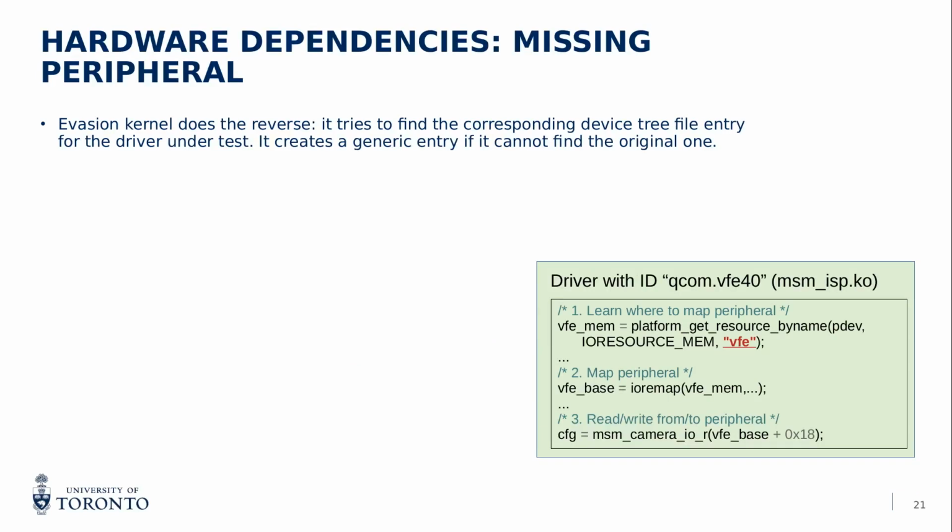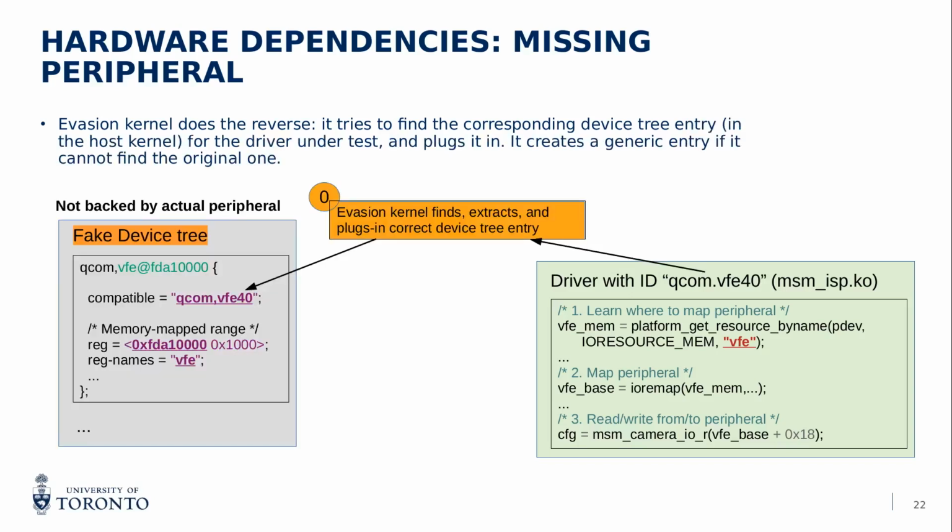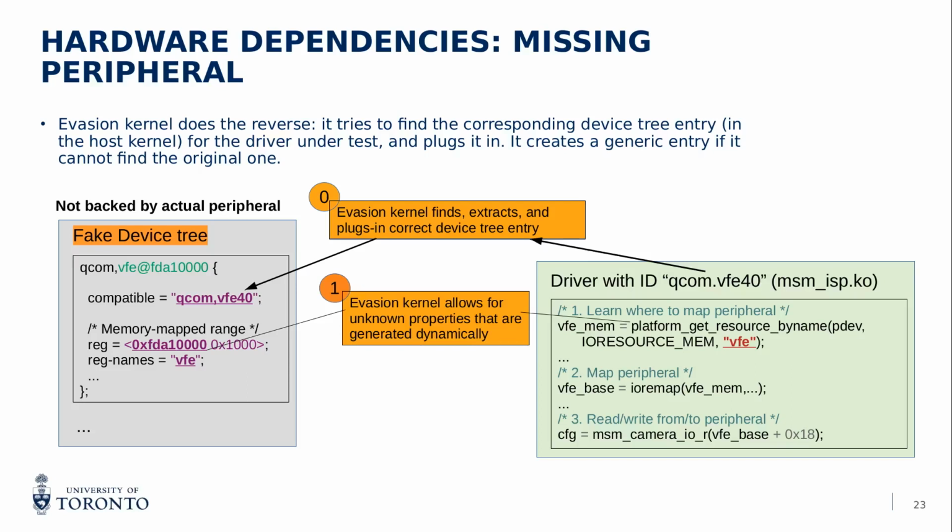Now, in the case of the evasion kernel, we have the driver, but we don't have the peripheral. So what the evasion kernel does is the opposite to normal operation. It looks at the ID of the driver and finds or creates a device tree entry with this ID. This fake entry is not backed by actual peripheral and allows the driver code to execute unmodified and read the corresponding properties.